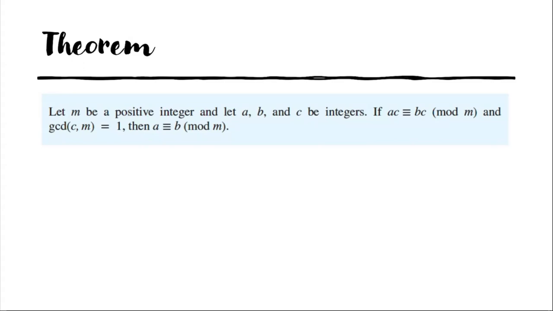So if you have AC congruent to BC modulo M, and you see C goes into the left-hand side and right-hand side, after you divide by C, you still get integer A and integer B. So you want to divide by C. If you see a number going into both left-hand side and right-hand side, you can divide them. Now, the only thing you need to be aware of is the number you divide must have a GCD of 1 with modulo M. So the GCD of the number you divide, the C, with the modulus needs to be relatively prime.